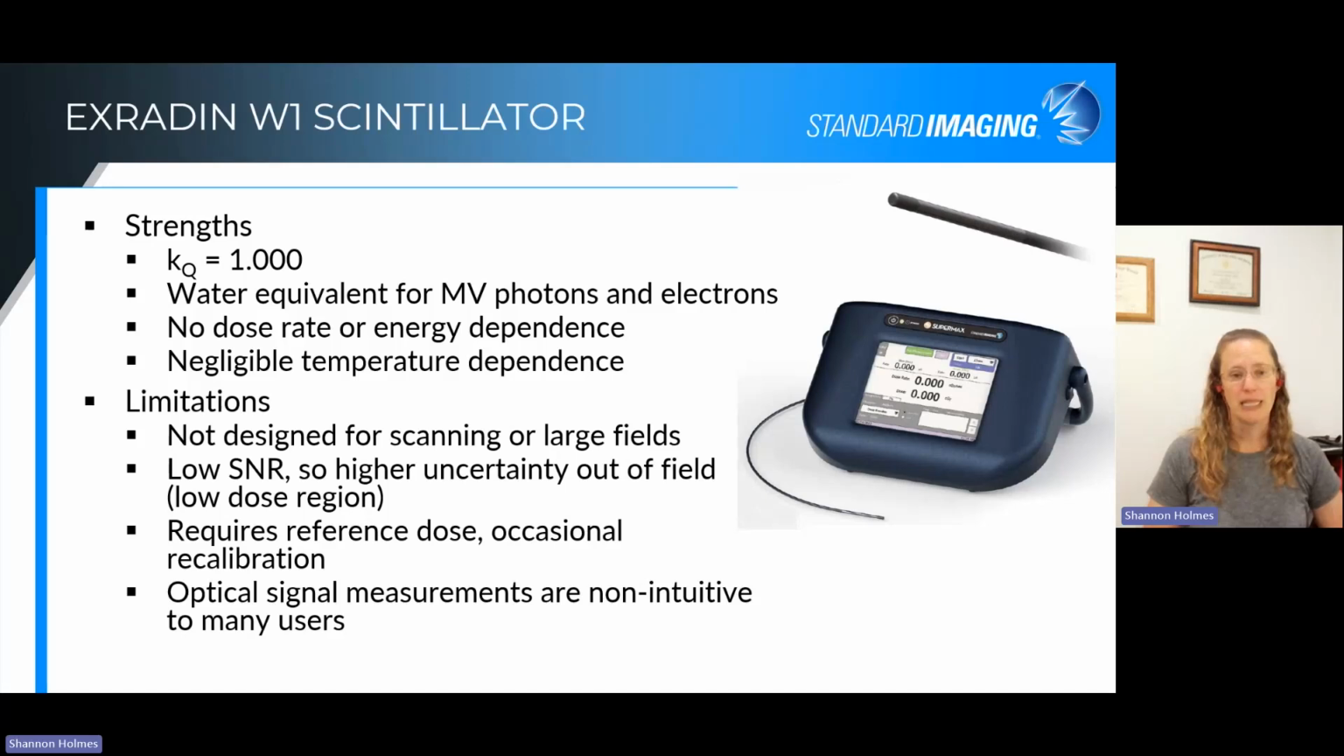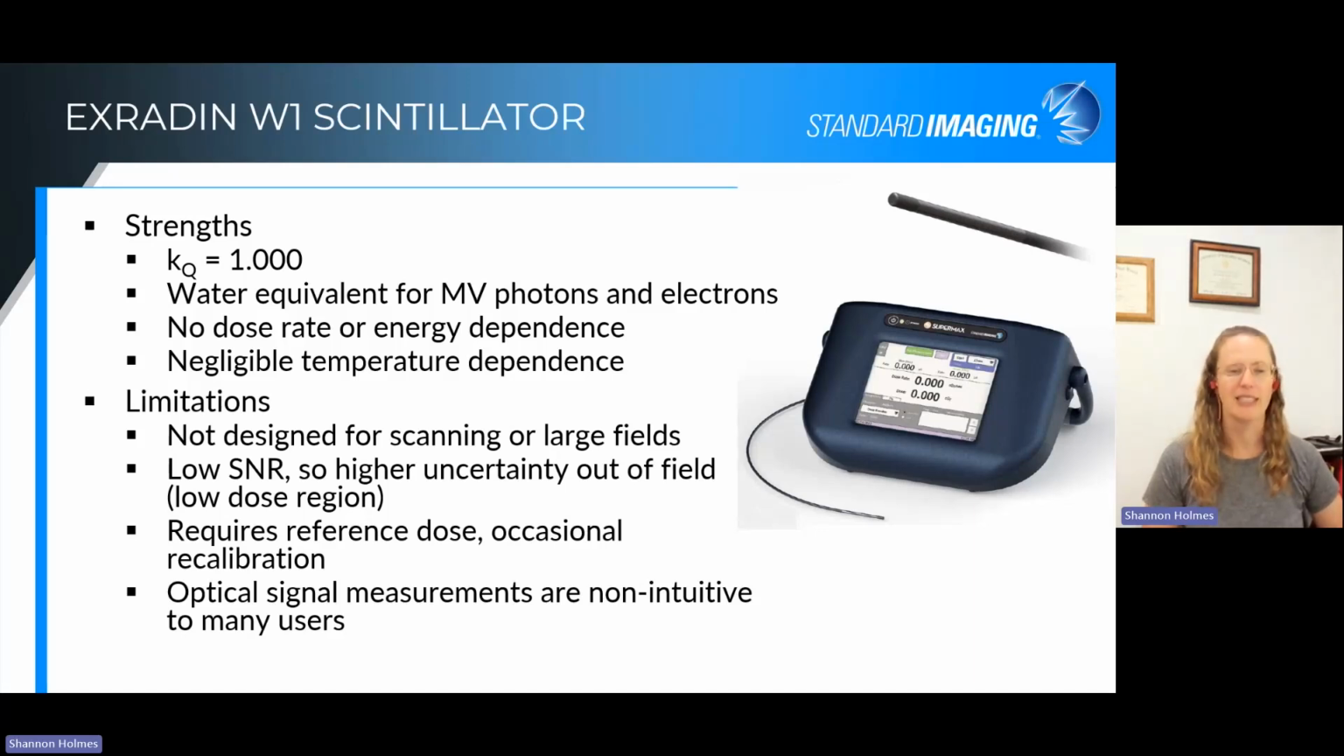Limitations of the W1 is that this was our first generation scintillator device. It was not designed for scanning or really for large fields. It was a small field output factor device. It's a low signal, so you get a low signal to noise ratio as well. There's a higher uncertainty out of the field in the low dose region if you were trying to do point measurements across your field. It does require a 2-channel electrometer like our Supermax.